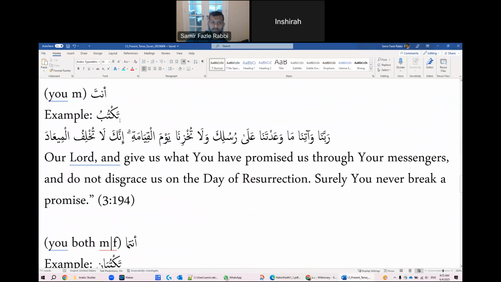Okay, let's go ahead and go to this one right here. We'll cover that in more detail later on. There's a whole section on past tense and present tense when it comes to these verbs that end in alif, or have alif, wow, and ya. Okay, for you male, it's anta, and that's taktibu, taktubu. Yes.